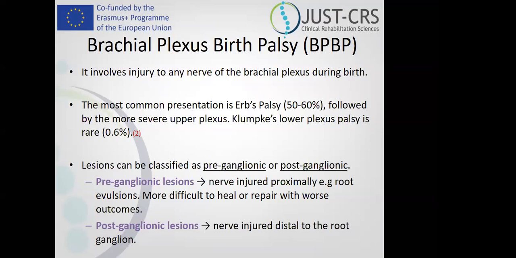The lesions can be classified as preganglionic or postganglionic. In preganglionic lesions, the nerve is injured proximally, for example, root avulsions. This is more difficult to repair, with worse outcomes. The postganglionic lesions, however, are nerve injuries distal to the root ganglion.